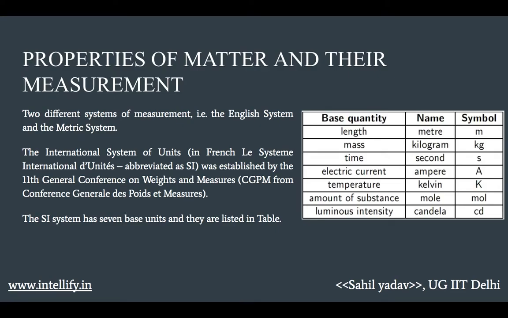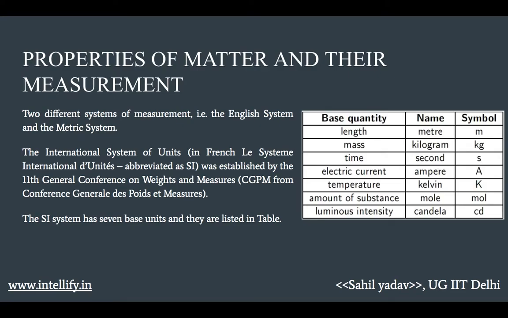Two different systems of measurement, that is the English system and the metric system, were being used in different parts of the world. The metric system, which originated in France in the late 18th century, was more convenient and is based on the decimal system. The need for a common standard system was being felt by the scientific community. Such a system was established in 1960 and is discussed in detail in the coming slides. So, the International System of Units, that is SI units.